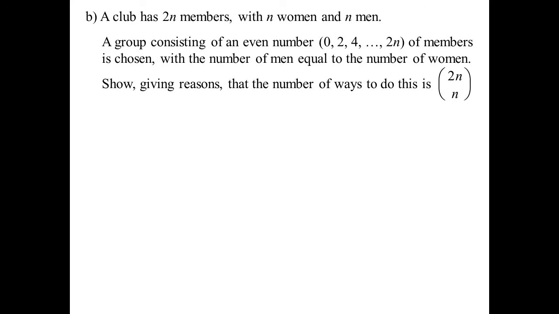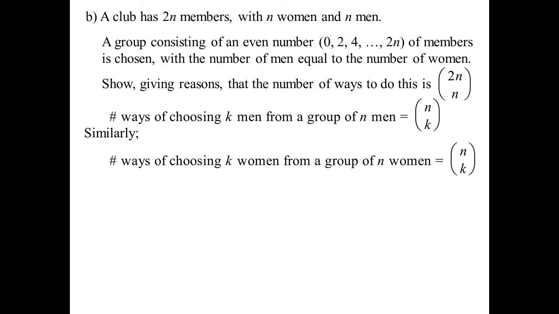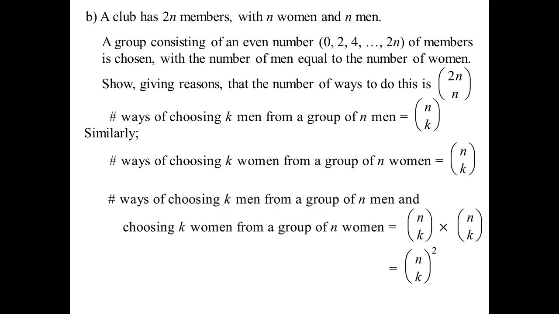Okay, let's break this problem down. First of all, I'm going to choose the men. So I'm going to choose k men from a group of n. nCk. The order's not important, I'm just choosing the group. Now I'm going to choose the women, but that would be exactly the same because we have to have the same number of men as women. So if I just chose k men, I now choose k women, and that would also be nCk. So the total number of ways of choosing both k men and k women would be nCk times nCk, nCk squared. So that was generalising it for k.